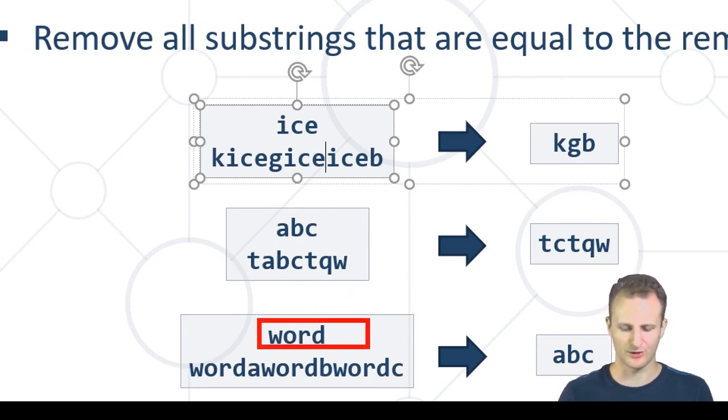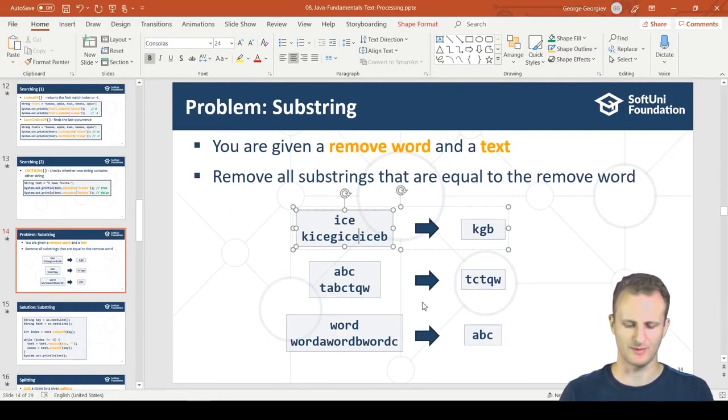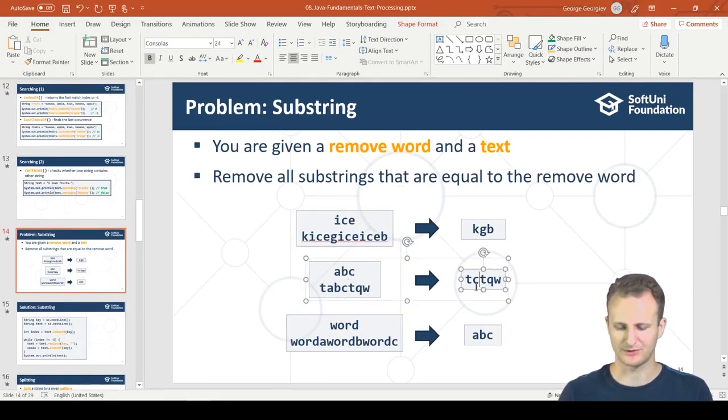Let's see if this example is correct. So we have word over here, and then word over here, and yeah, only ABC remains. So this example is also not exactly correct. So this is the proper output for this example. Okay, we fixed that up.